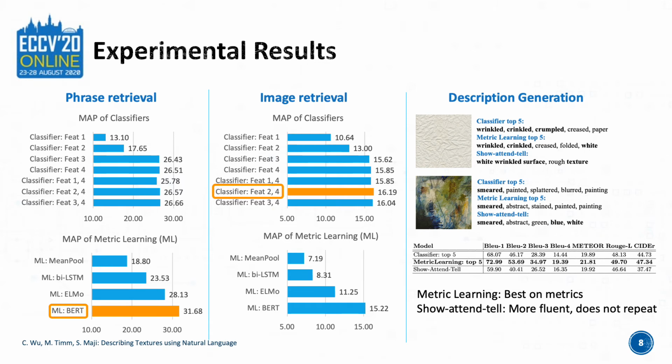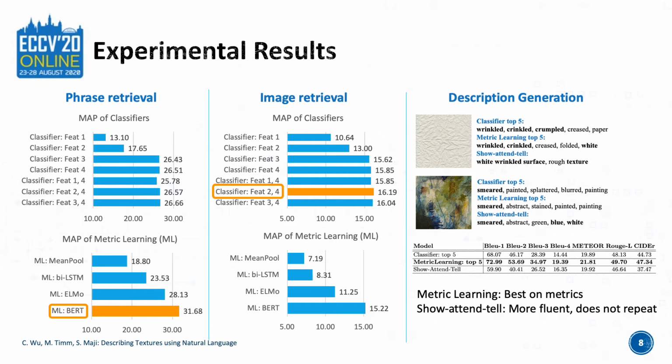For description generation, we concatenate the top 5 phrases retrieved in the classifier and metric learning as baselines. Phrases in bold are from the ground truth set. Metric learning is better based on captioning metrics and provides reasonable outputs, but both the classifier and the metric learning model have the issue of repeating words with similar meanings. In the first example, wrinkled, crinkled, crumpled, and creased basically mean the same thing.